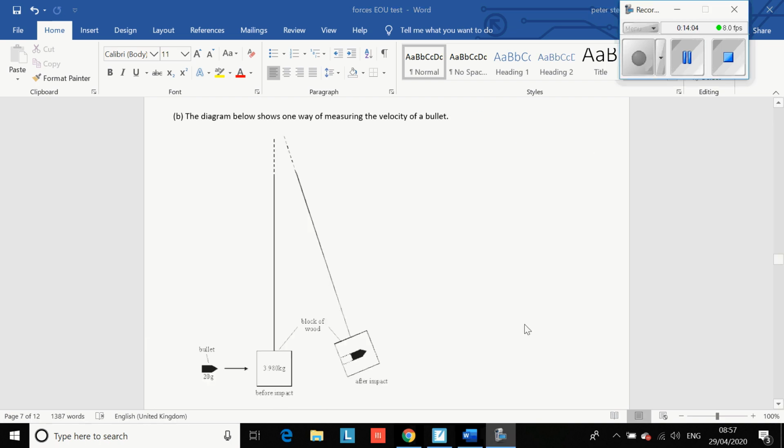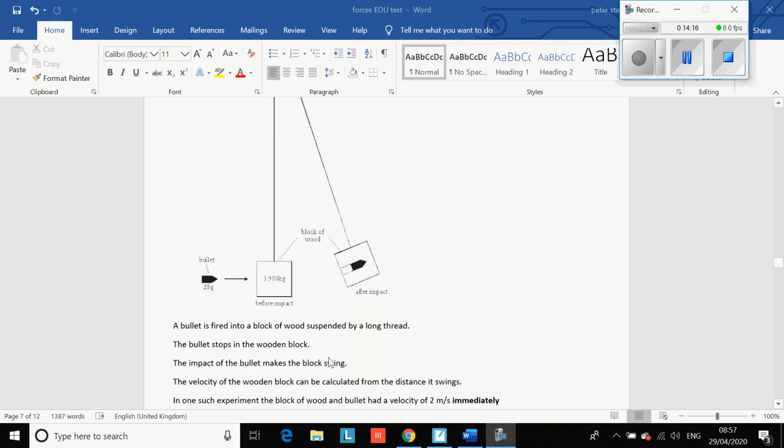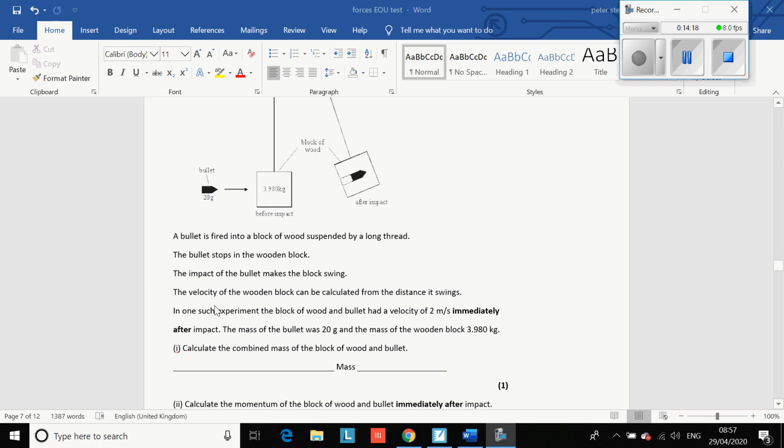The next question shows a diagram measuring the velocity of a bullet. So you've got the bullet, which weighs 20 grams, so you need to convert that into kilograms. The mass of the block is 3,980, and then after impact, it tells you what happens here. The bullet is fired at the wooden block, and the bullet has a velocity of 2 meters per second immediately after impact. The mass of the bullet was 20 grams. Calculate the combined mass of the block of wood and the bullet.